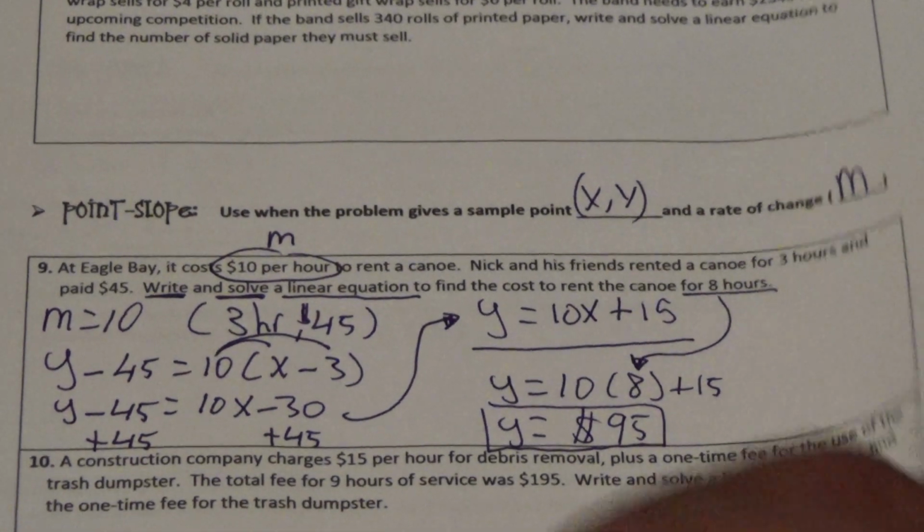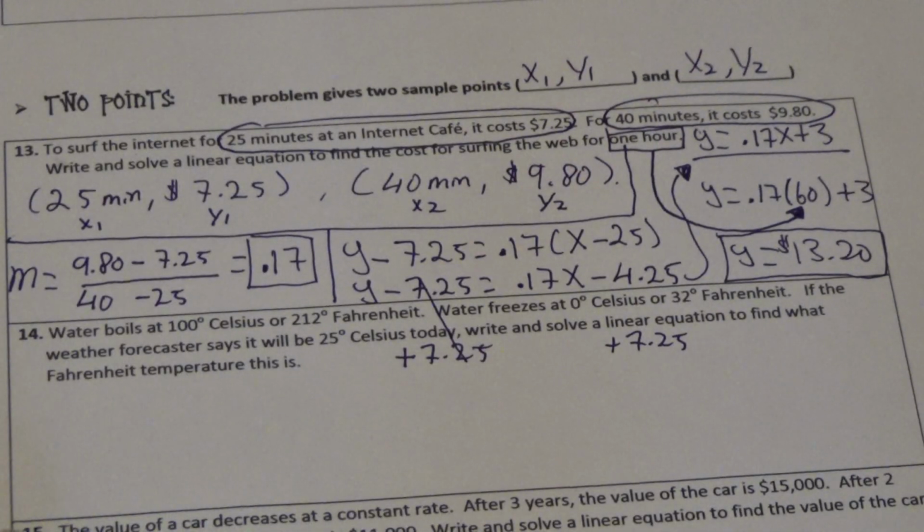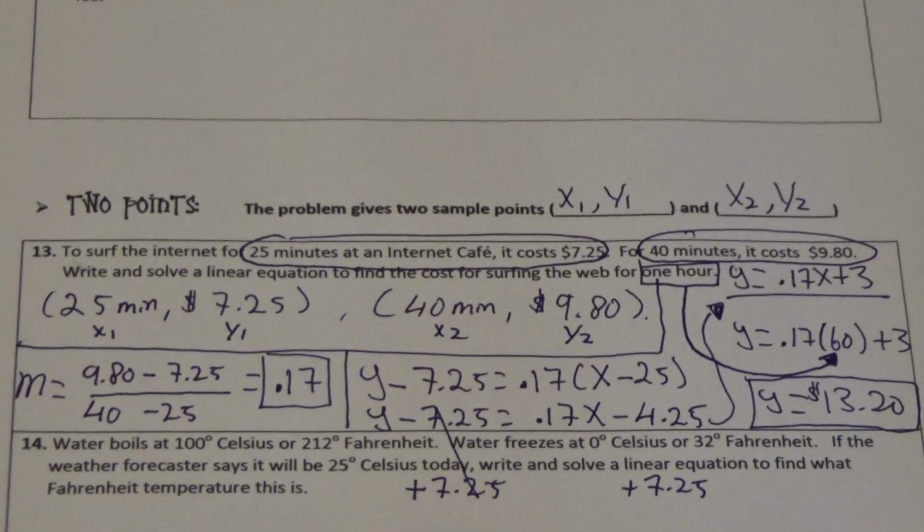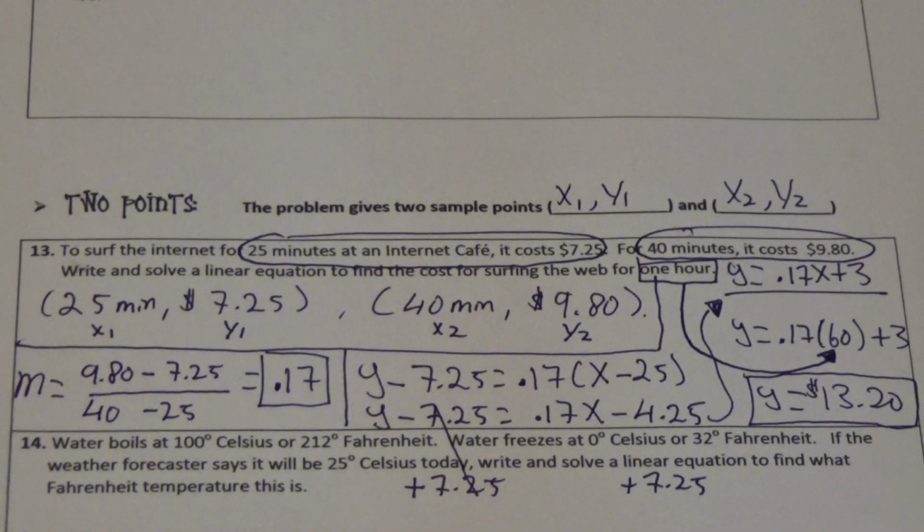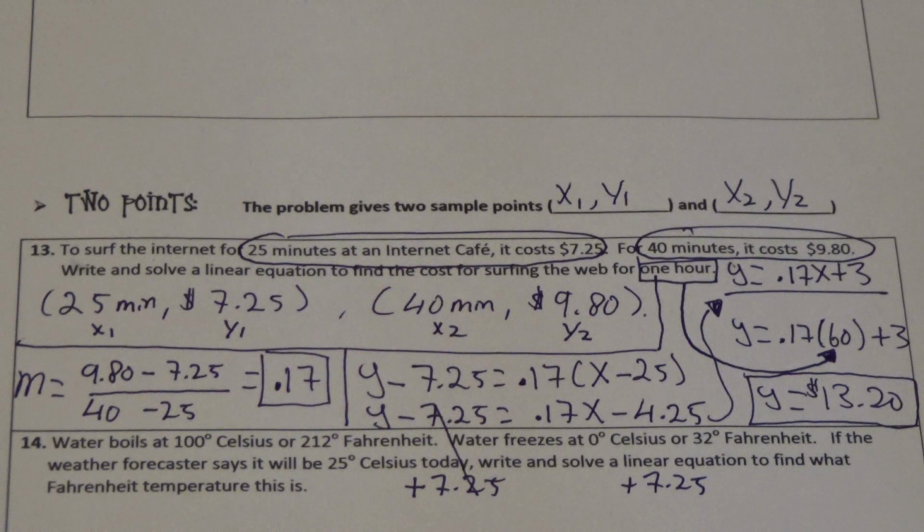And the last one in the back is going to give you 2 points. The problem gives 2 sample points: x1, y1, x2, and y2. So let's read. To surf the internet for 25 minutes at an internet cafe, yes, it was a thing back then, it cost $7.25. For 40 minutes, it cost $9.80. Guess what? I circled that information. Those things are going to be my points.